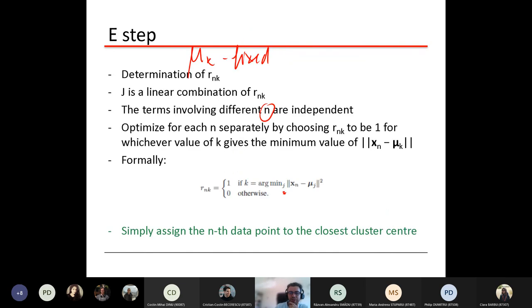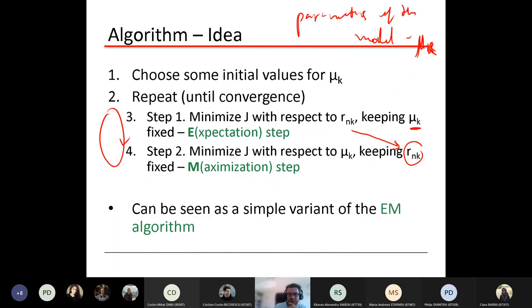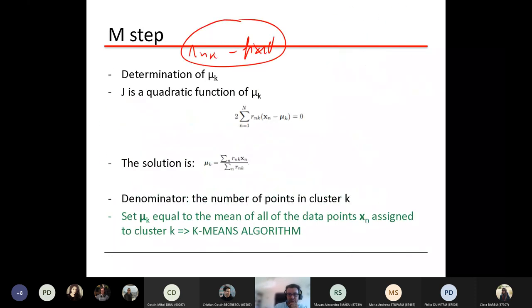Actually, we observe that it's a quadratic function of mu_k, therefore we need to compute the derivative, so 2 goes in front. We're going to have something like this: the sum over all the points of r_nk multiplied with (x_n minus mu_k). And this is very simple to compute the solution. The solution would be mu_k, the new centroids, equal to the summation over all the points of r_nk multiplied with x_n, divided by the sum of r_nk.